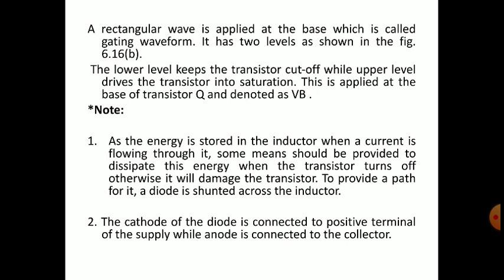As the energy is stored in the inductor when a current is flowing through it, some means should be provided to dissipate this energy when the transistor turns off, otherwise it will damage the transistor. To provide a path for it, a diode is shunted across the inductor.